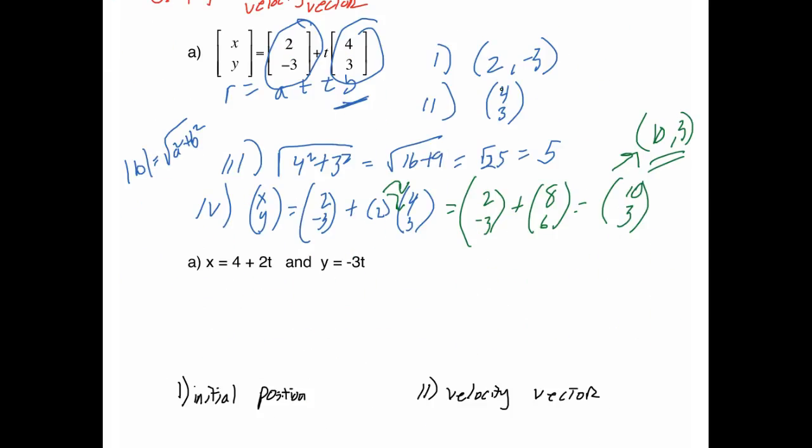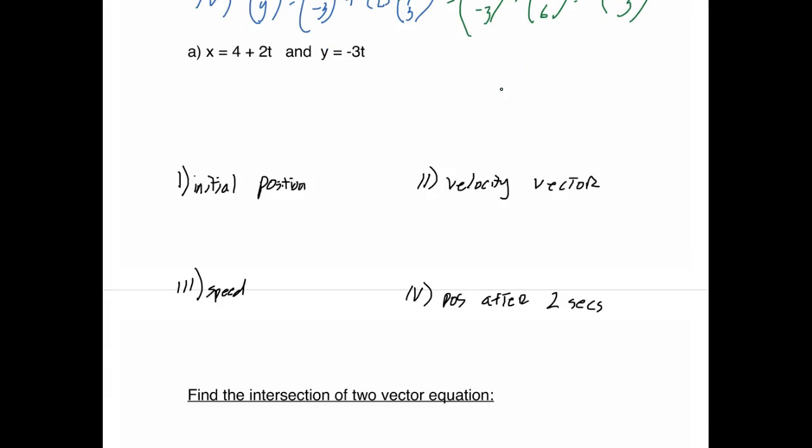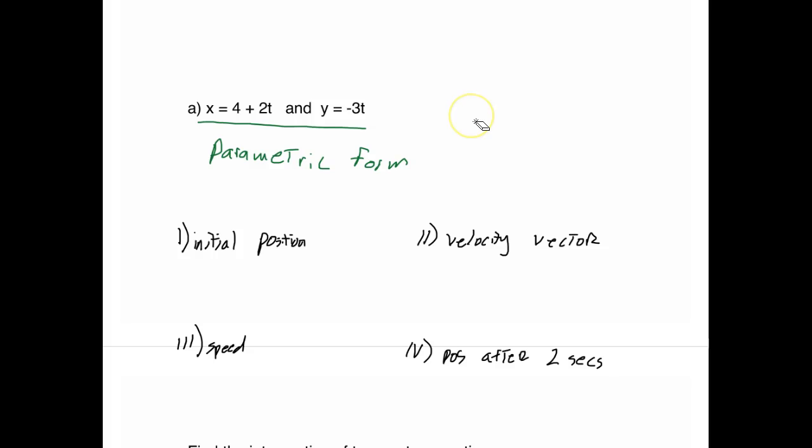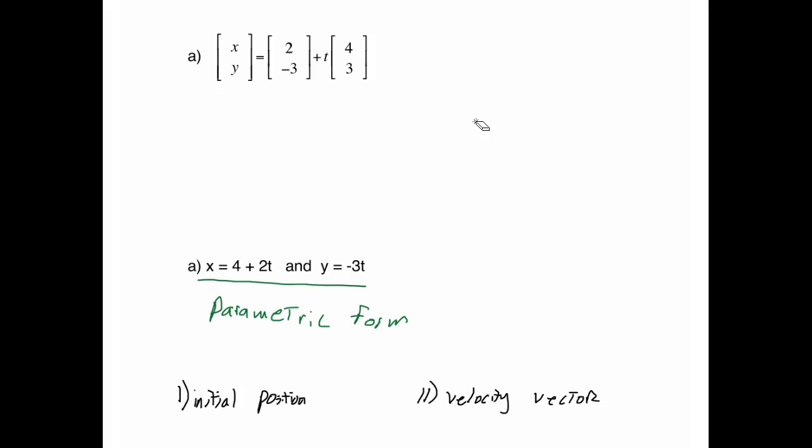Let's do another example like this. So down here, the first thing you should notice is that this is in a very different form than the last one. This is called a parametric form. Now, something to be scared of. Parametric form is actually very simple. So if we scroll back up here, parametric form is just the vector equation form broken up.